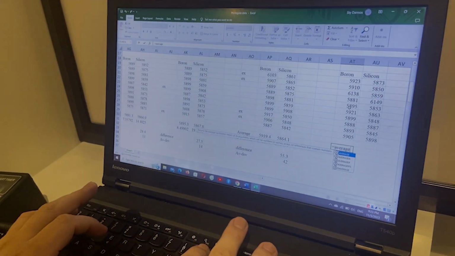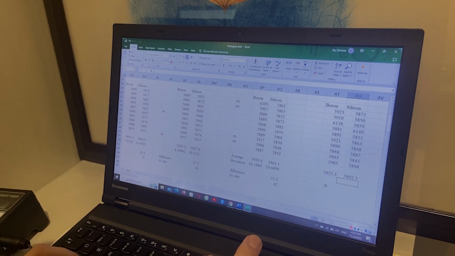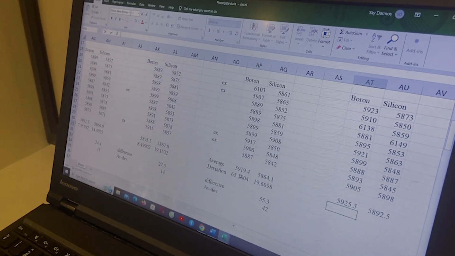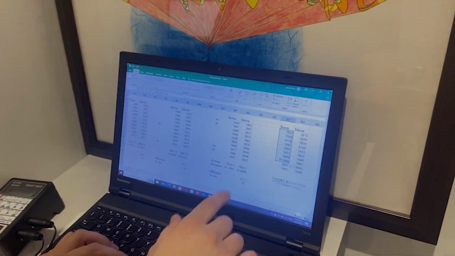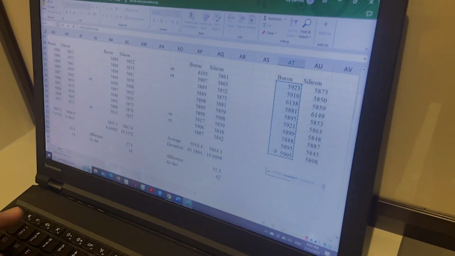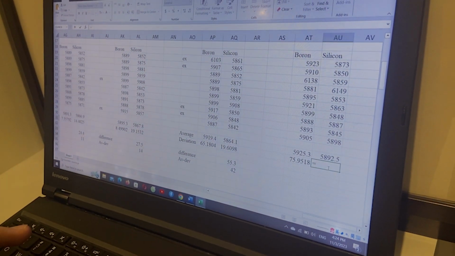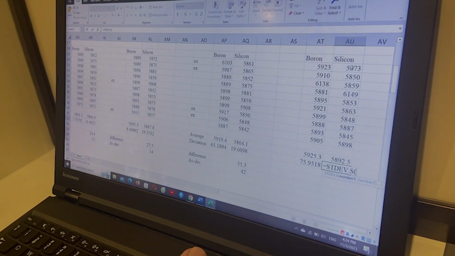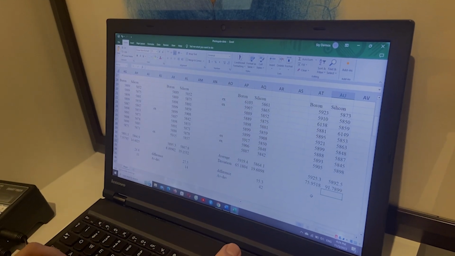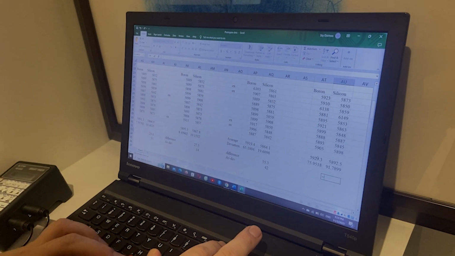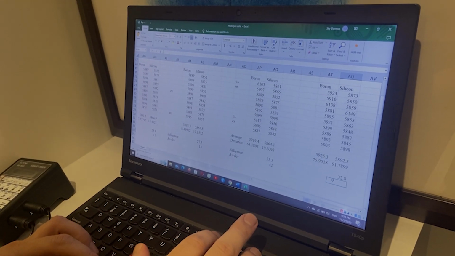Average. Deviation. We have this very irregular one here, so the standard deviation is quite large, but we could delete it. So the difference is this minus this.